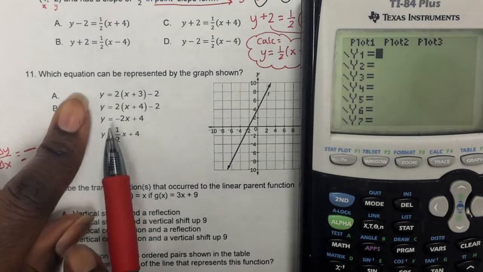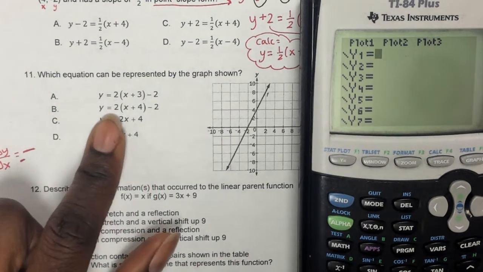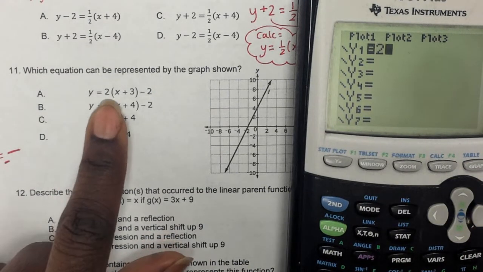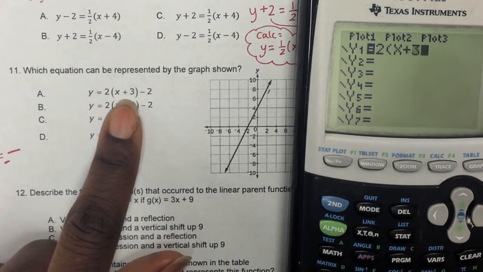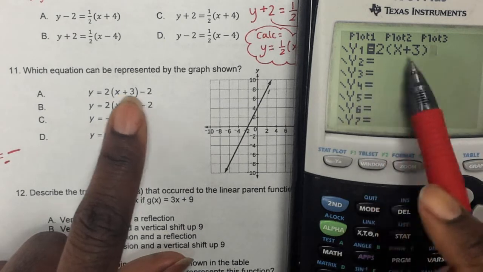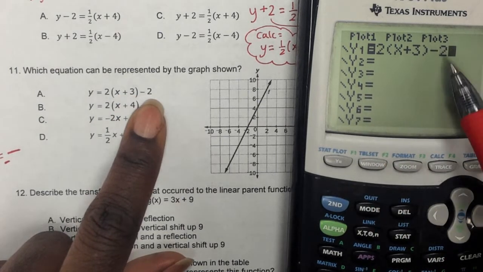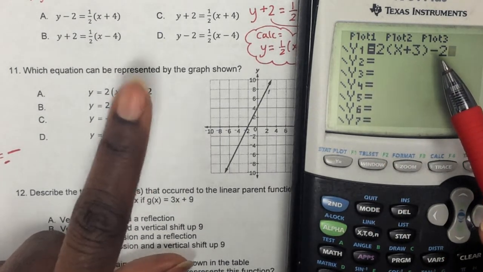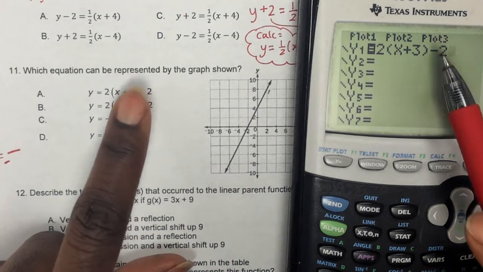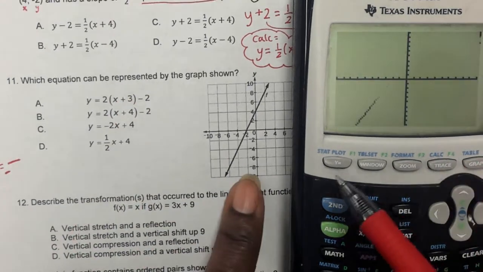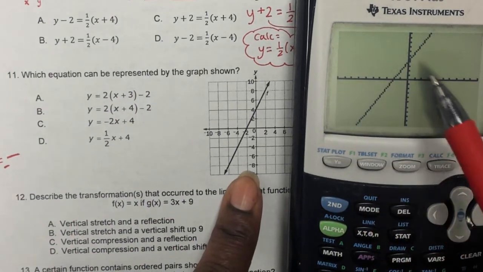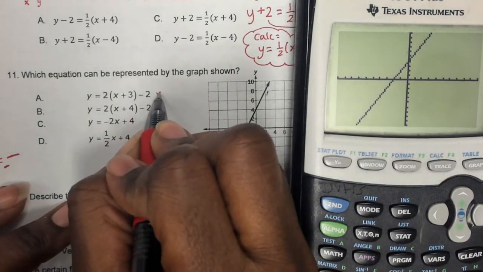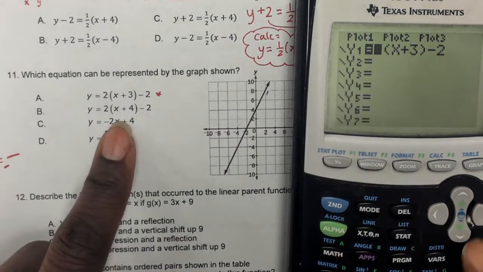This is good because we don't have to rearrange anything. They're already all in y equals. So I'm going to put my 2 parentheses x plus 3. Yes, I need to put the whole parentheses, then a minus 2. That is a subtraction, not a negative. This is subtraction. Press graph. Does it look similar? Yes, this looks similar. So this could be a possibility, maybe, but I'm going to make sure the other ones are not good.